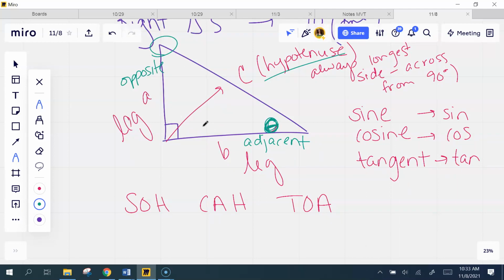Are y'all okay? If I am looking from this theta, this is the opposite leg, and this is the adjacent leg. I'm going to use that to form my sine and cosine in just a second.